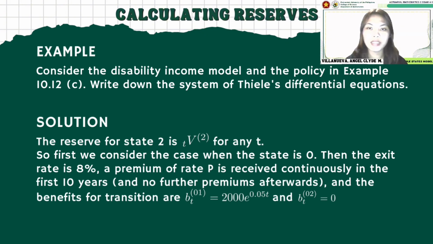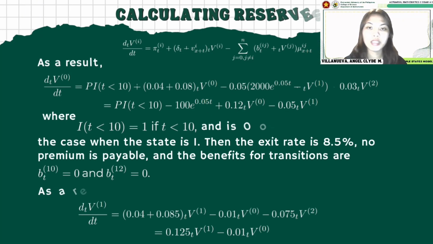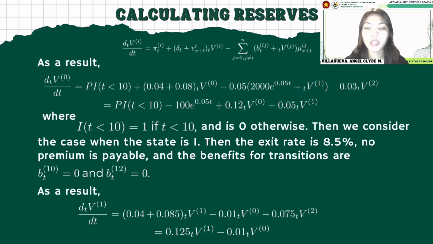Now let's first analyze the case when the policyholder is in state 0. The exit rate is given as 8%. A premium of rate P is received continuously, but only for the first 10 years. The benefits for transition are given as the following. Using Thiele's equation, we derive the differential equation for the reserve in state 0, which you can see here. And expanding and simplifying this, we get this equation. Here, the indicator function takes a value of 1 when t is less than 10 and 0 otherwise, ensuring that the premium is only considered for the first 10 years.